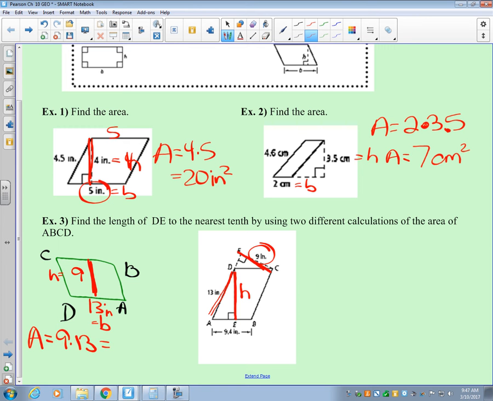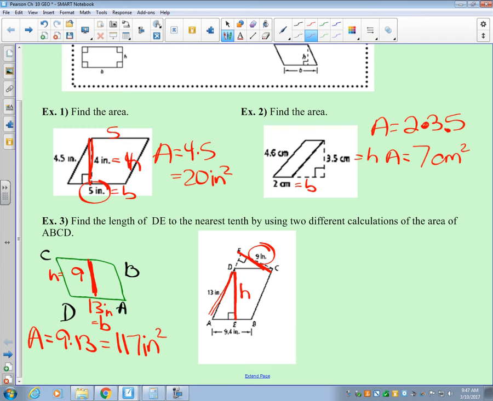And if you want to do mental math, because it's fun, I don't know what 9 times 13 is, but I do know what 9 times 10 is. That's 90. And I know what 9 times 3 is. That's 27. I add 90 and 27 together to get 117, and that's inches squared.